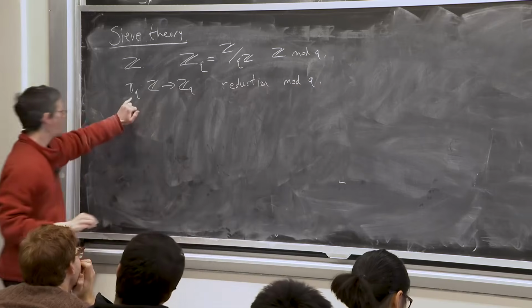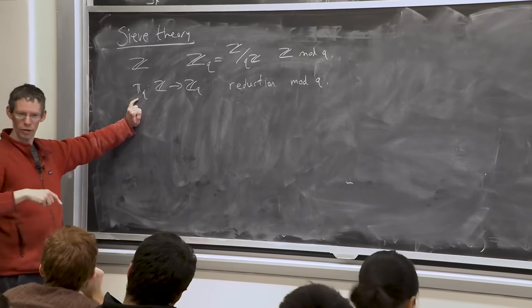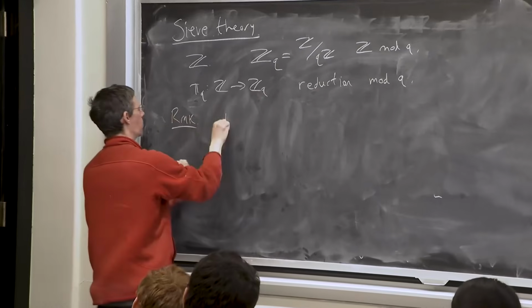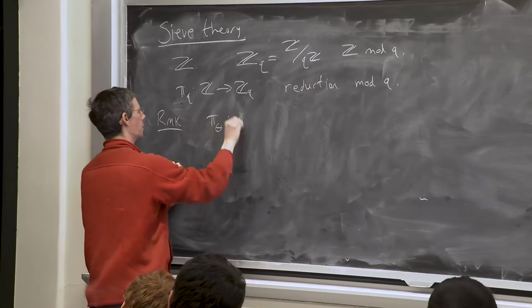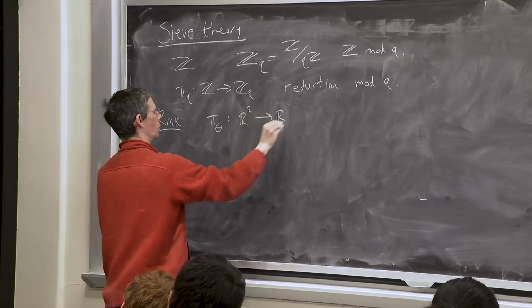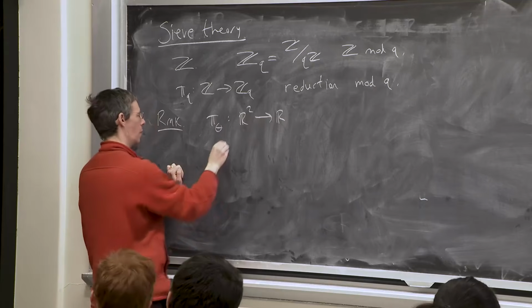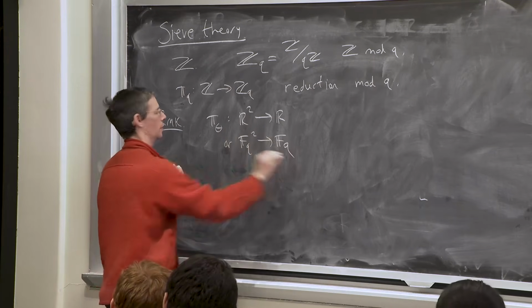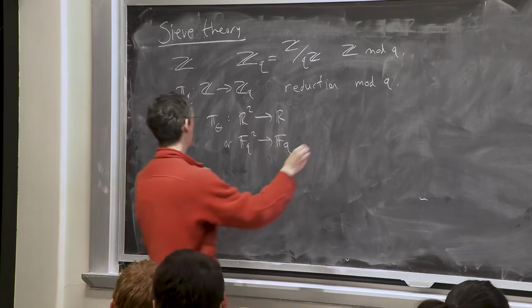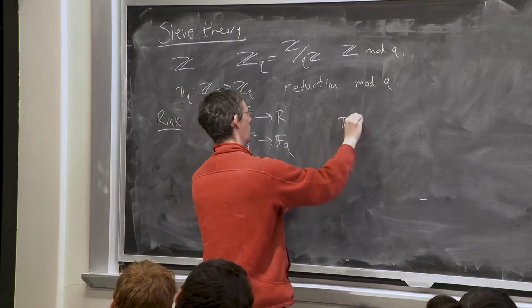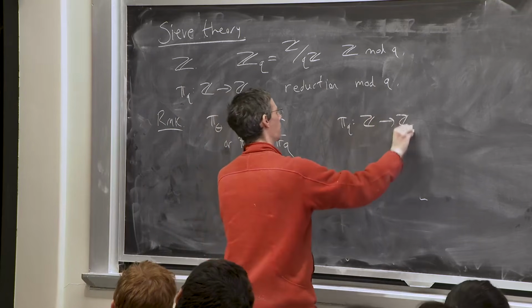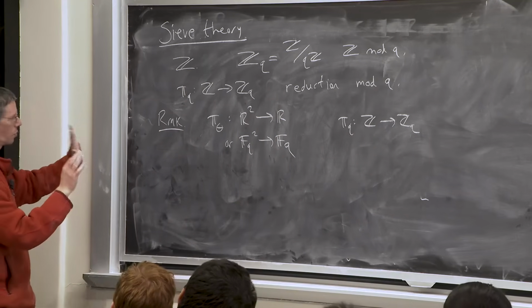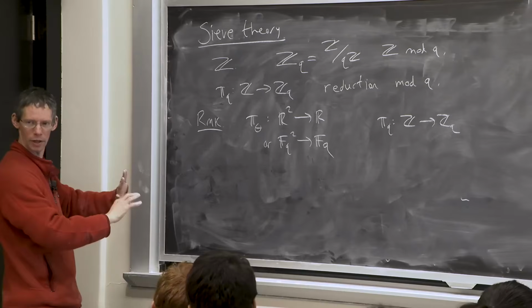This map is going to play the role of our projections. So let me mention what is analogous. We've been talking about maps pi_theta that go from R^2 to R, or a one-dimensional subspace, or from F_q^2 to F_q. And now we're talking about the map pi_q that goes from Z to Z mod q. What do all these things have in common? They are all group homomorphisms between abelian groups.